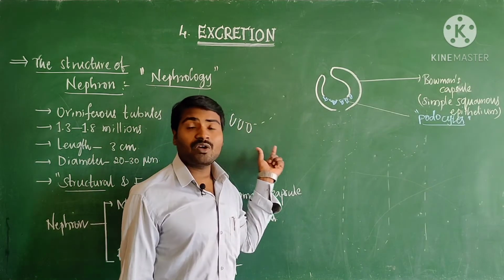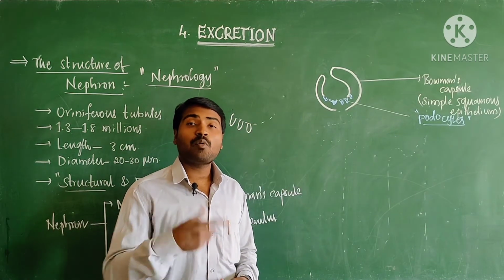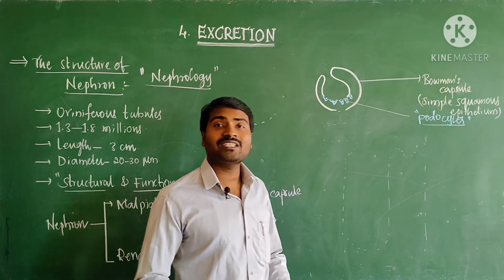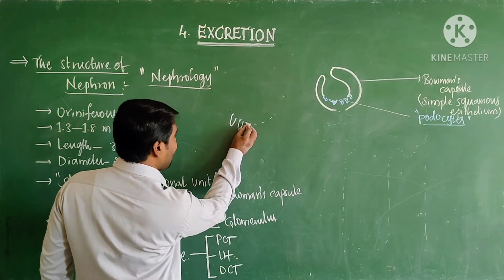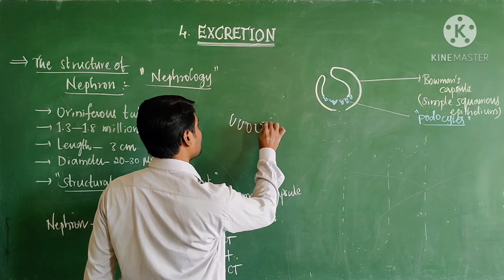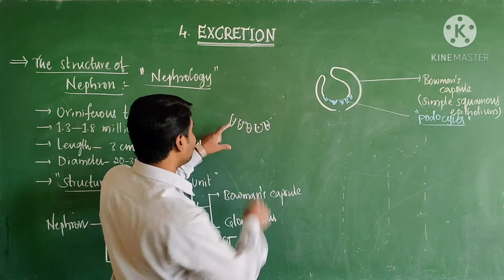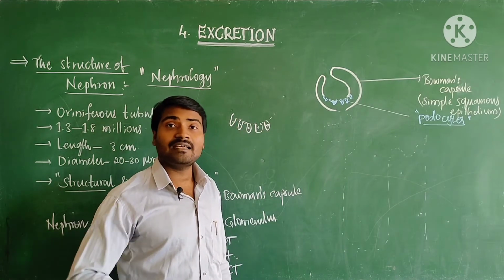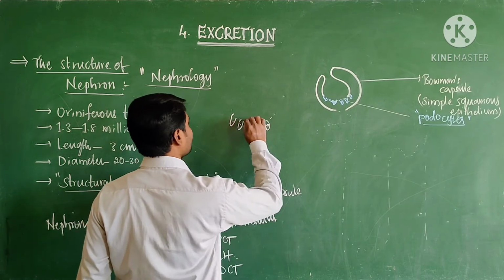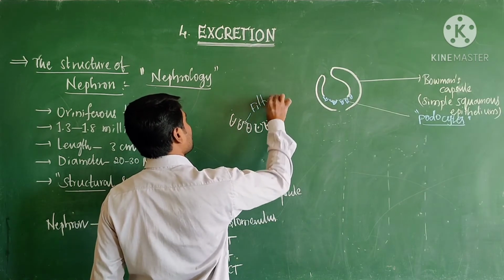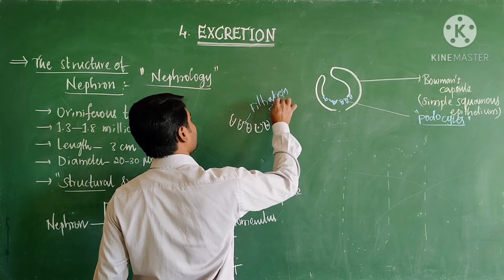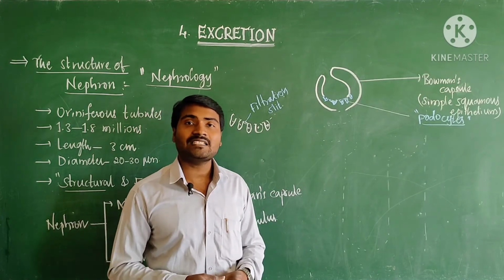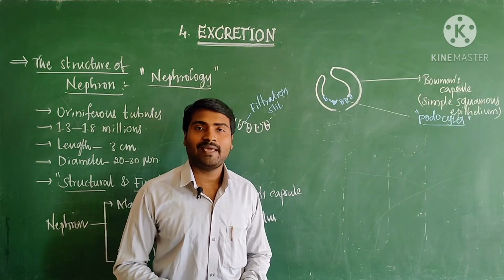The word podocyte is derived from the Greek language. Podos means foot and kytos means cells. So that is the name podocytes. These are foot-like cells, and there are gaps between these cells. These gaps are called filtration slits. A filtration slit is the gap between two podocyte cells through which filtration of urine takes place.